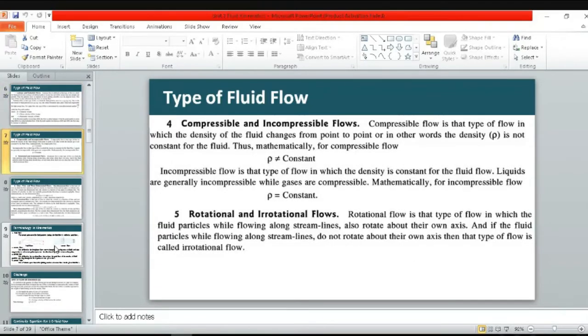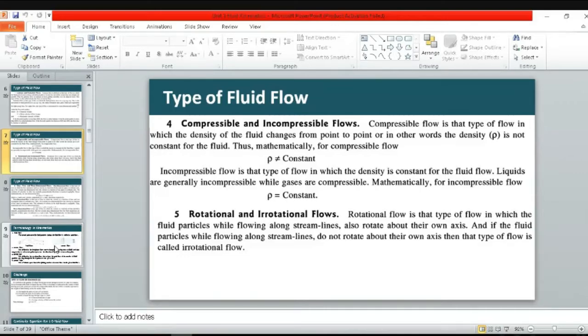Okay. The next is compressible and incompressible flow. So incompressible flow is a type of flow in which the density and hence volume of the fluid does not change with respect to time, okay, or does not change during the fluid flow. Okay, that means in the direction of flow, the density of the fluid always remains constant. So that type of flow is called as incompressible flow. And compressible flow is a type of flow in which the density and hence the volume of the fluid continuously changes in the direction of flow. So that type of flow is compressible flow.